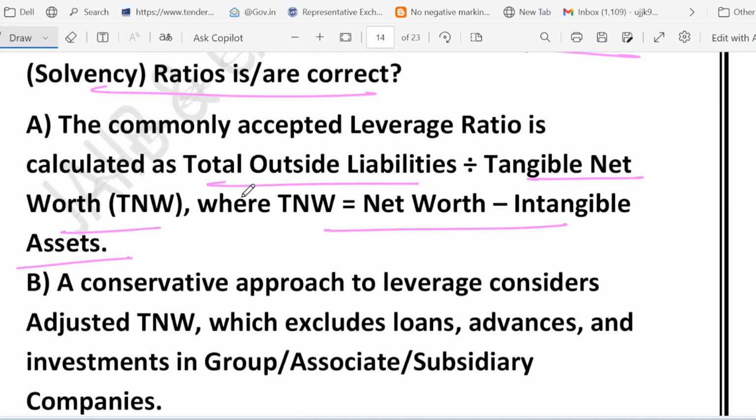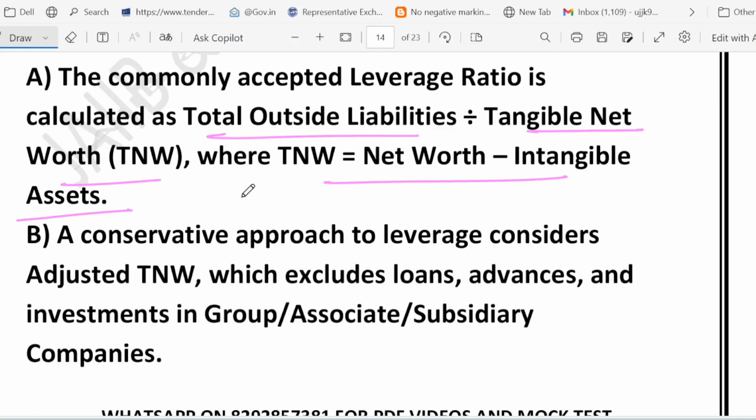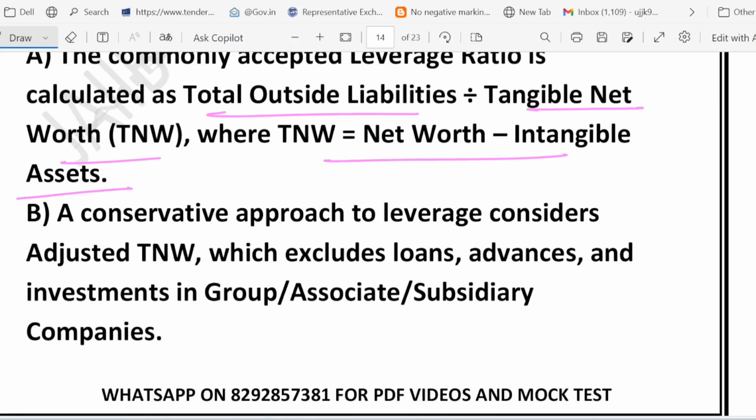Now, what does option B say? Option A we have just discussed. Option B says that a conservative approach to leverage considers adjusted TNW, which excludes loans, advances, and investment in group, associate, and subsidiary companies. So why? This is correct. Why is this correct? Because if you have invested money in your own group company, that money is not freely available to pay the creditor. So the bank cuts it out.